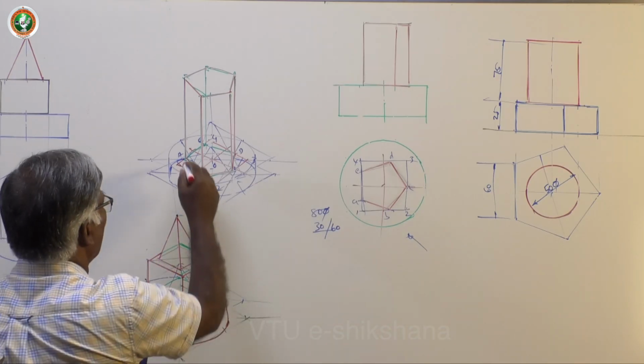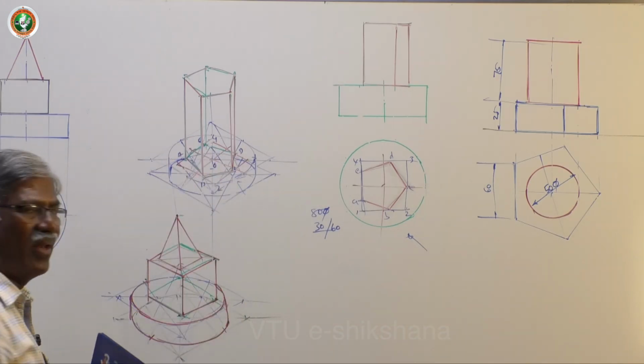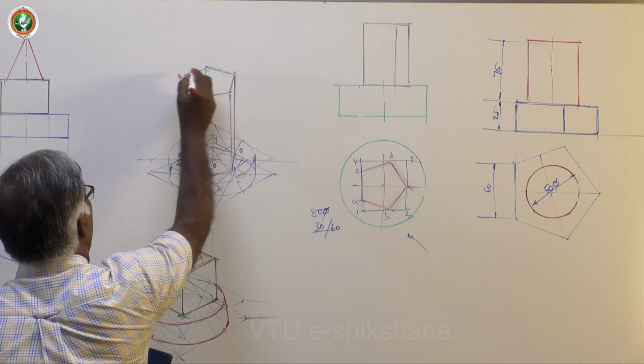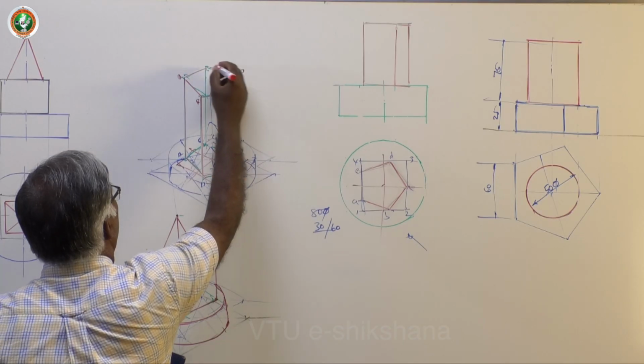Okay. Now, AE and DE are not visible, base edges. You need not touch. This is A, this one is B, C, D, E. Okay.